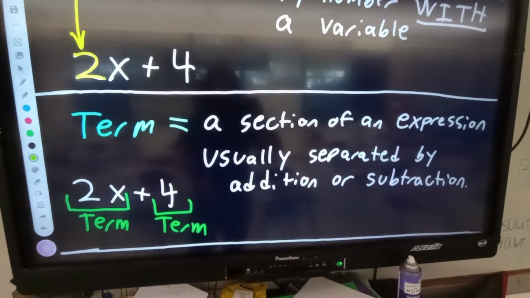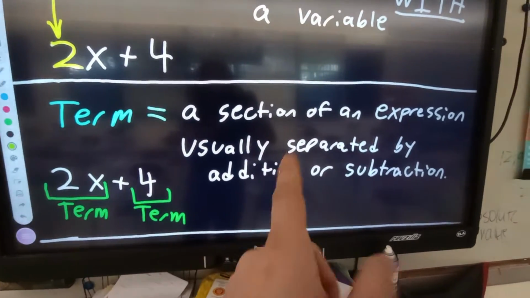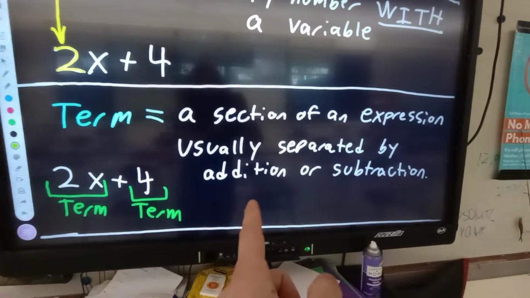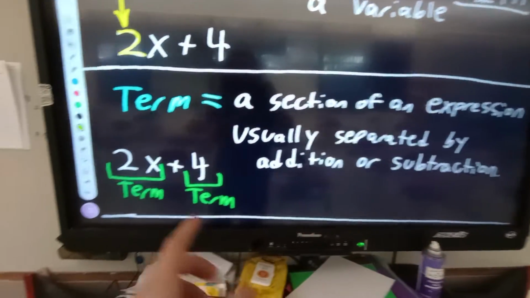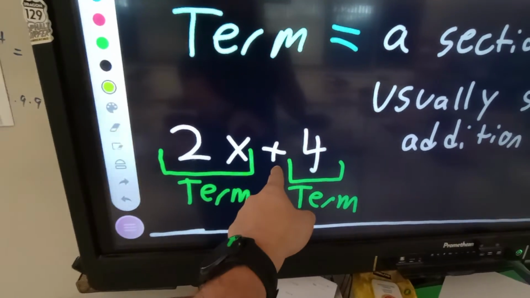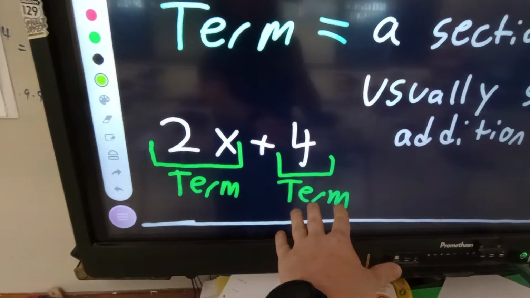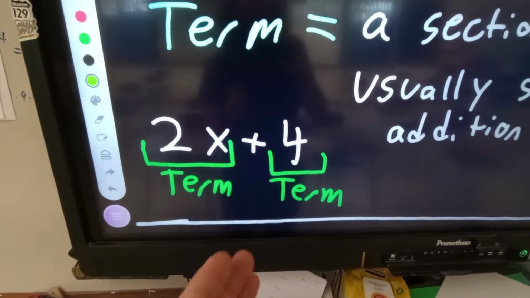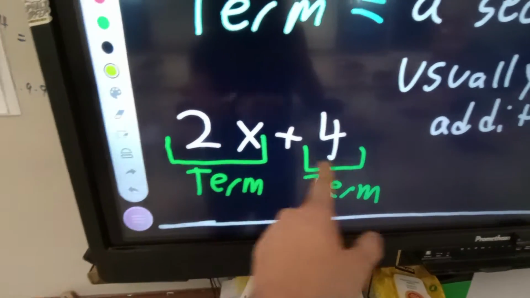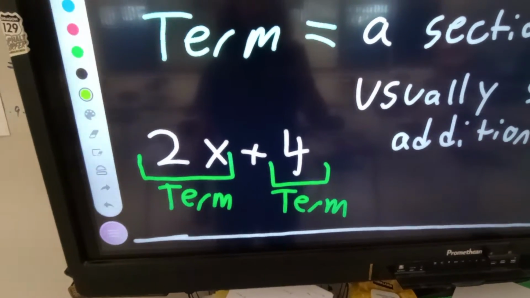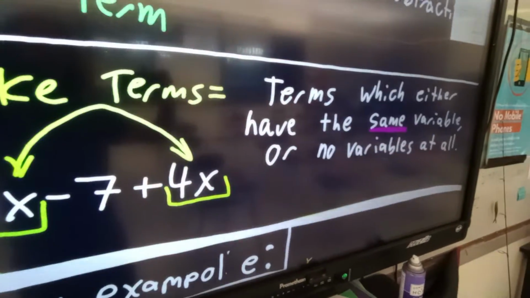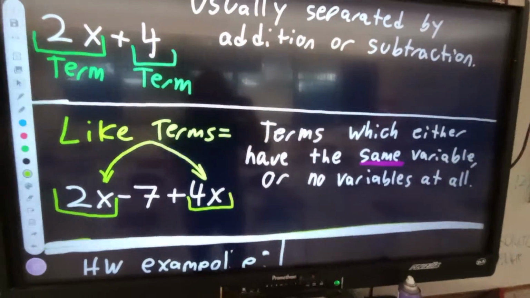And a term is a section of an expression or equation, usually separated by addition or subtraction. So down here, we have 2x, this is one term, and it's being separated by this plus sign from this other term, which is a 4. A term can consist of two things stuck side by side, or it could be just one thing all by itself. After terms, we have something called a like term.